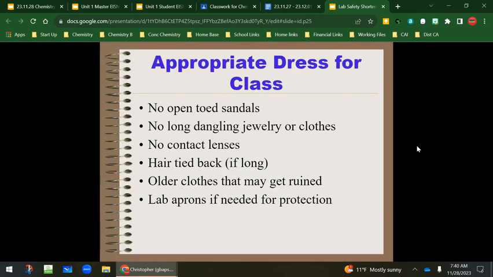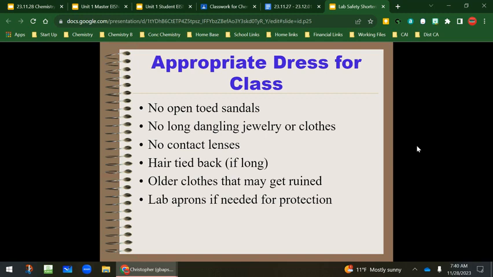Well, at this point in the year, that really probably isn't much of a problem for us, okay? No long dangling jewelry or clothes, okay? So again, if you have a hooded sweatshirt on, absolutely nothing wrong with that, but you may want to tuck the strings in. If you have an ID on, you may want to take that off, or you may want to tuck it into your shirt just so that it doesn't dangle into something.